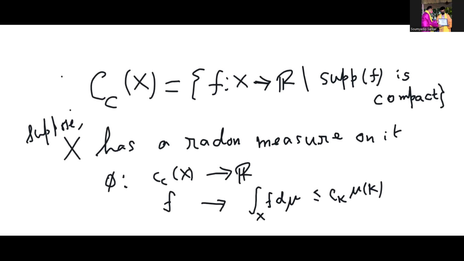So now one might ask, is that all? Is that the description of all positive linear functionals? What I'm trying to say is, if phi is any positive linear functional on the space C_c(X), does it have to be of this form, that it will be given by integration against some measure on the space, possibly a Radon measure? That is an interesting question, right?